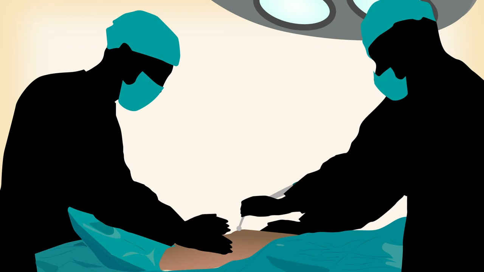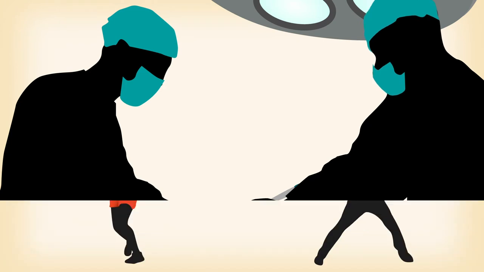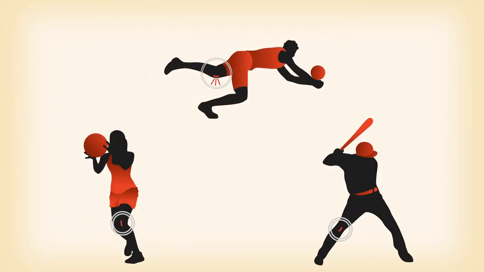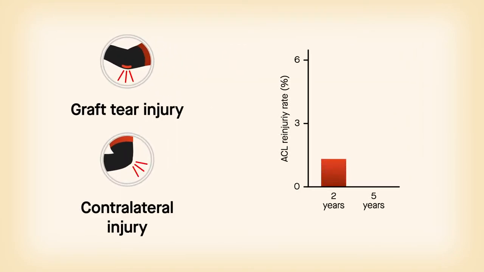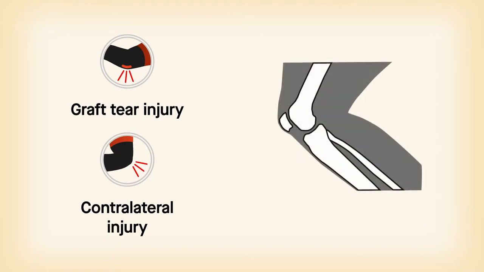For many patients undergoing reconstruction of the ACL, the path toward recovery can be rough. One complication patients face is subsequent graft tear or injury to the opposite knee. In fact, such injuries are reported at rates of 3% at 2 years after surgery and up to 6% at 5 years. One factor that could contribute to these statistics is anatomy.